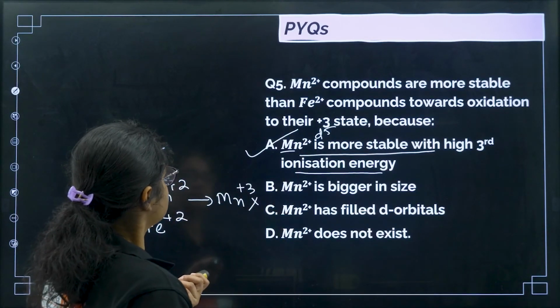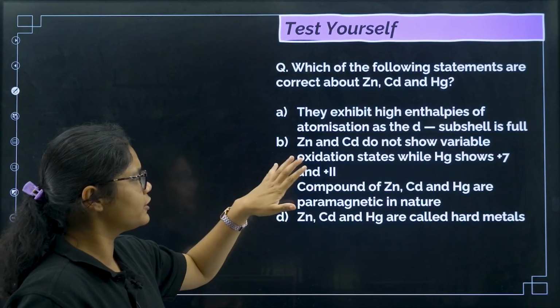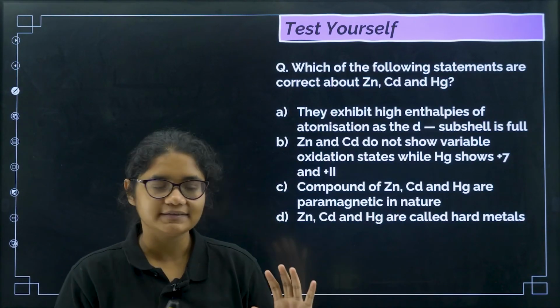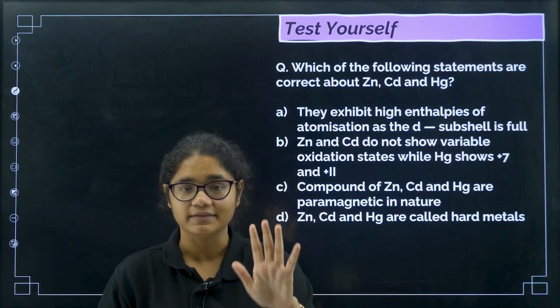Okay. So yes, this is a homework question for you. Which of the following statements are correct about zinc, cadmium and mercury? Okay. So read all the questions and try to answer this question in the comment section.